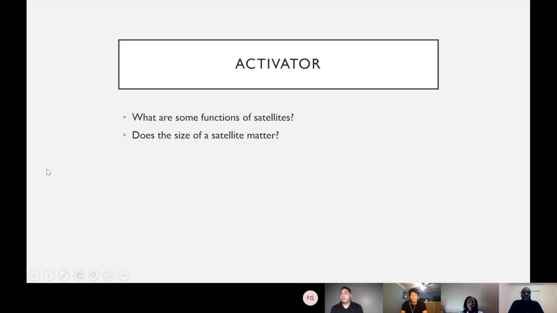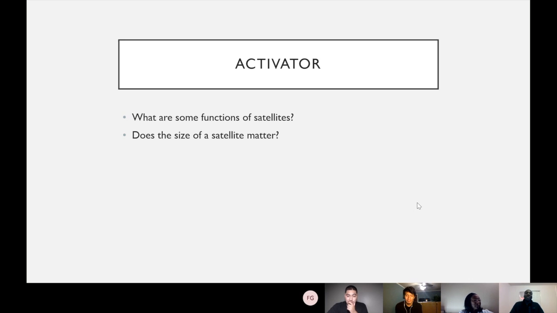Before we get into today's lesson, I would like to ask you all two brief questions. What are some functions of a satellite, and does the size of a satellite matter? There are satellites to take pictures of space. I was going to say the same. It's sort of to find the location, like Google Maps and stuff like that, to find the location of specific things. Okay, GPS.